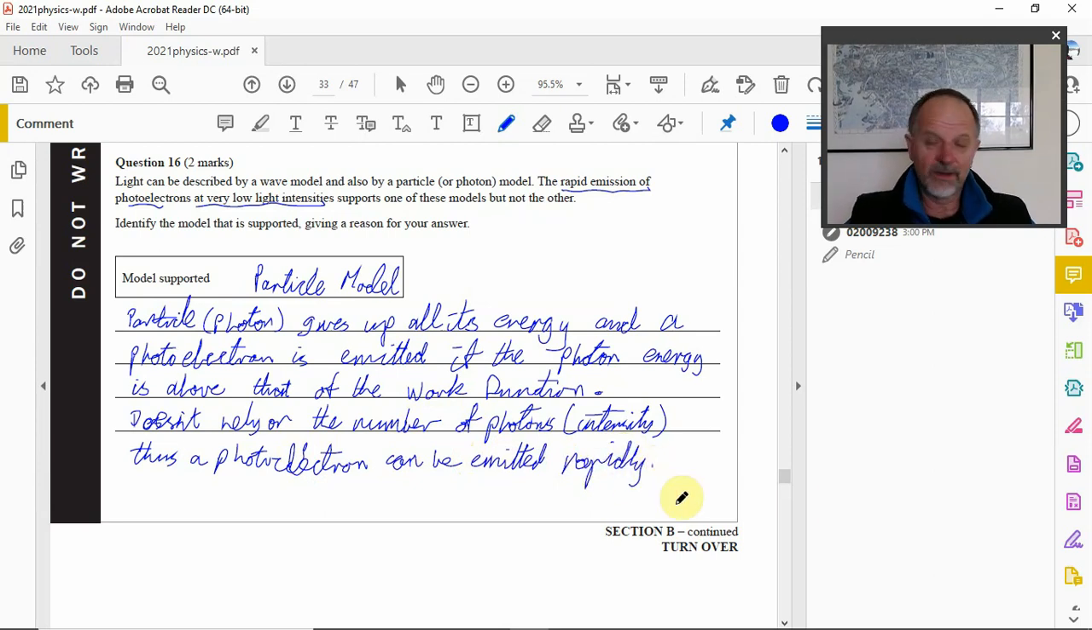All right, so you need something along those lines. So we've got to be specific and include those things that are in the question, the rapid emission at low light intensities, which I have done. So there it said it doesn't rely on the number of photons, thus the photoelectron can be emitted rapidly. We could expand on that again. Get your teacher's view on that. But you do have to be specific to the stuff that they've mentioned here that I've underlined.